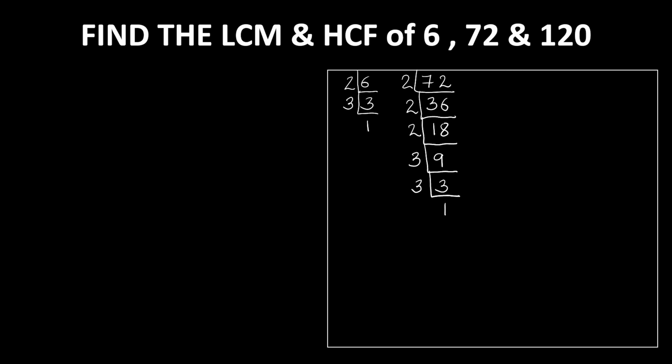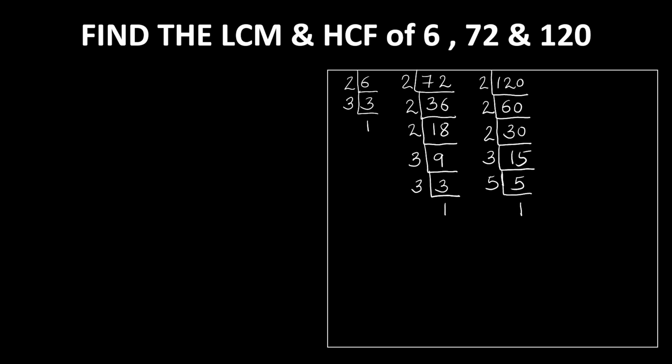Now we are going to do the prime factorization of 120. Let's divide it by 2 first of all. We'll get 60. Now let's divide 60 by 2. We are going to get 30 as a quotient. If we divide 30 by 2 again, we are going to get 15. Now 15 cannot be divided by 2, so we are going to divide it by 3. 3 fives are 15. Now we will divide 5 by 5 in order to get 1. So here we have done the prime factorization of all these three numbers.